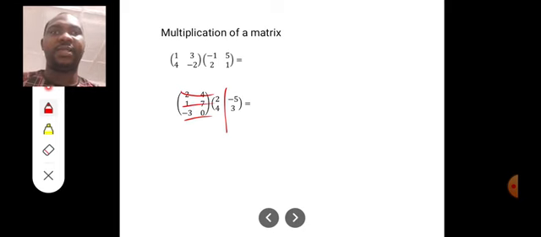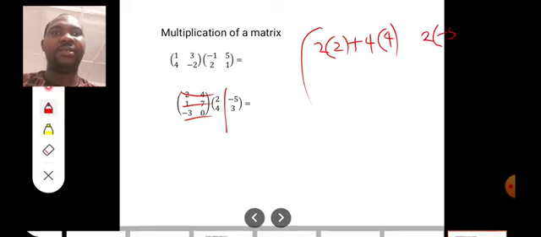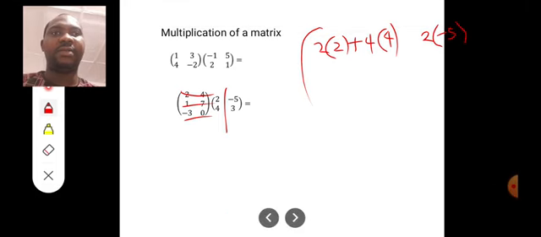So we start. The first one is row 1 in the first matrix, column 1 in the second matrix. That will give us 2 times 2 plus 4 times 4. Okay. Then we move to row 1 now, that same row 1 and column 2. That's going to give us 2 times minus 5, then plus 4 times 3.